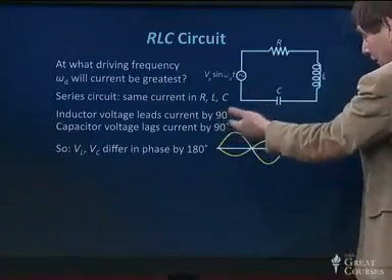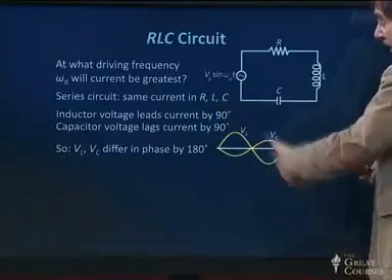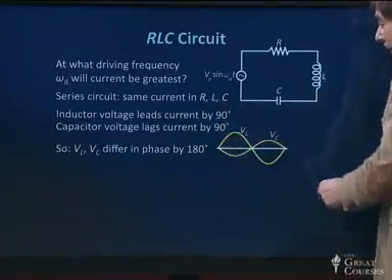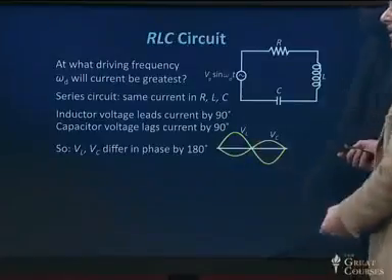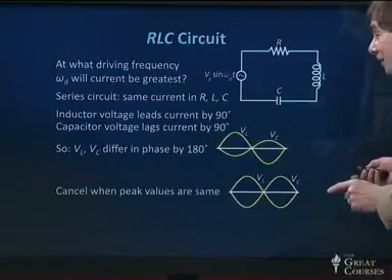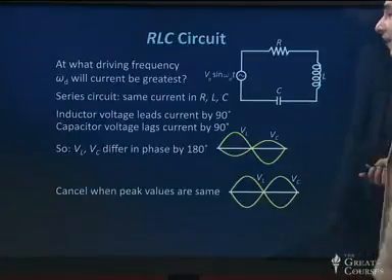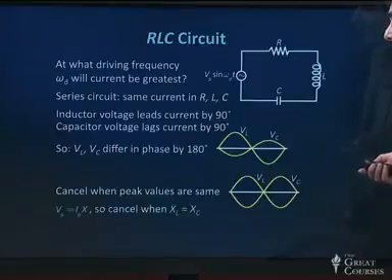One of them, the voltage is leading by 90, the other is lagging, and consequently we get a pattern that looks like this, with the voltage, say, in the inductor. In this case, I've shown it bigger, but it doesn't have to be, and the capacitor. And notice that they tend to cancel each other out. When will they cancel each other out exactly? When their peak values are the same.